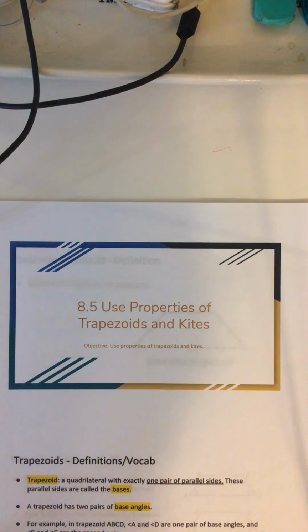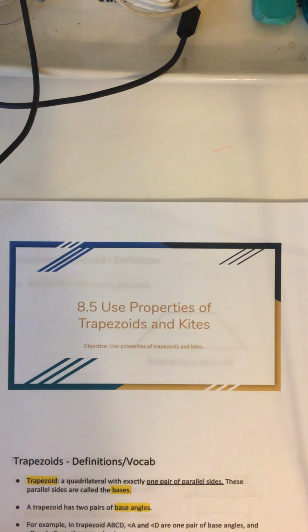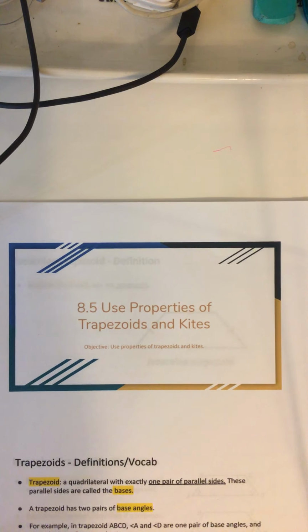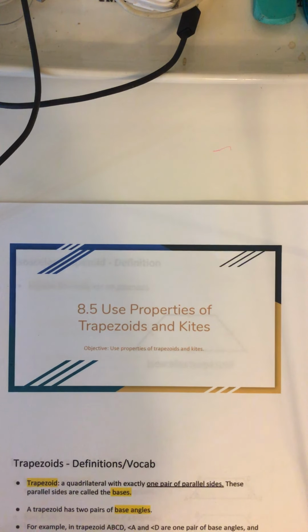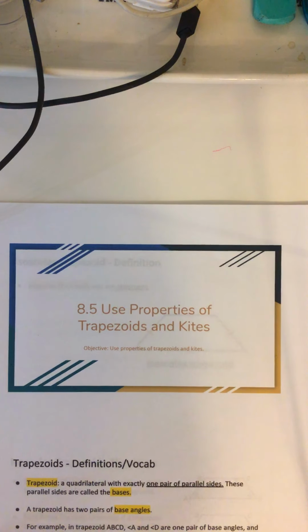All right, hey guys, so we are moving on to section 8.5 here. We're still talking about quadrilaterals, but up until this point, every special type of quadrilateral we've talked about has also been a parallelogram. Rectangles, rhombuses, squares, they've all been a parallelogram up to this point. Today we're going to talk about these other two types of quadrilaterals that aren't parallelograms.